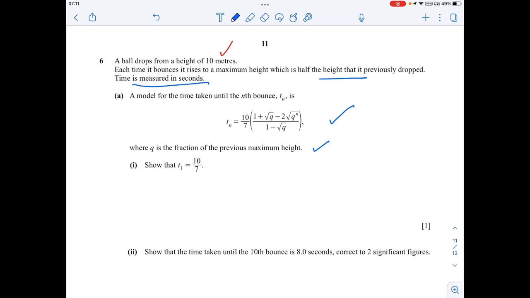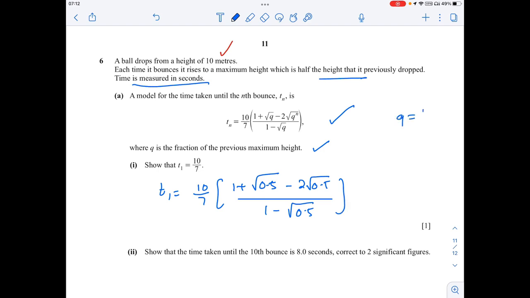So n equals 1: 10 upon 7 times (1 plus square root of 0.5 minus 2 square root of 0.5) divided by (1 minus square root of 0.5), because for the first time it was half. So it becomes 10 upon 7 times (1 minus square root of 0.5) divided by (1 minus square root of 0.5). Both are the same and cancel, so the answer is 10 upon 7.